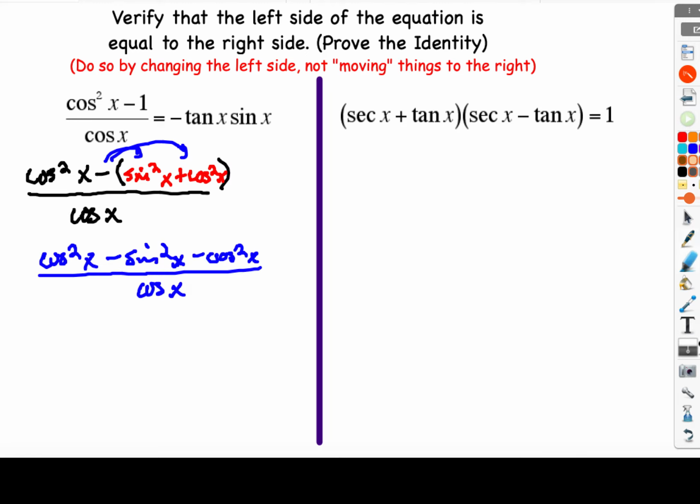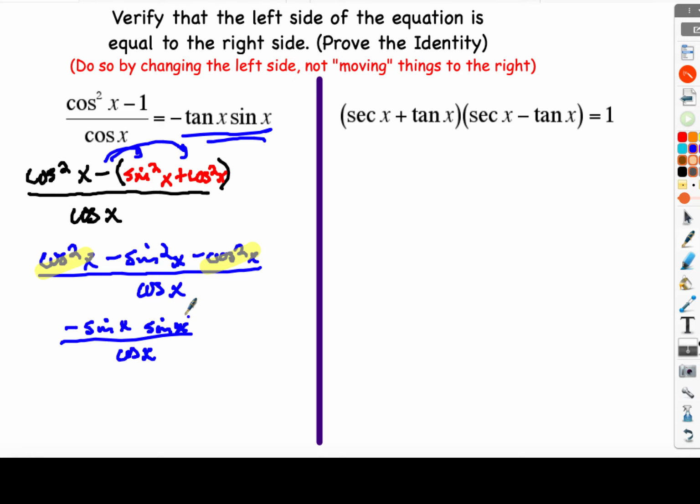Well, a little basic algebra again, cosine squared minus cosine squared. We're left with a negative sine squared of x. Now I'm going to write that as two separate things just because I'm thinking ahead a little bit. But again, that's what we're left with on top over the cosine of x. And then finally, notice what our goal was up here, right? We want a negative tangent of x sine of x.